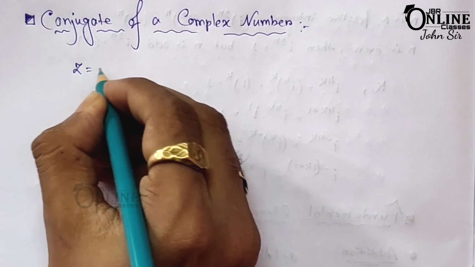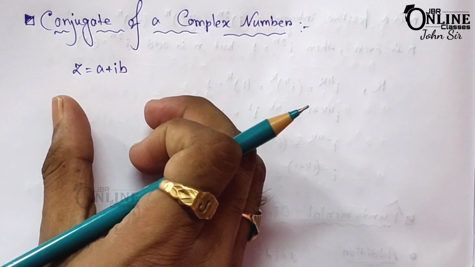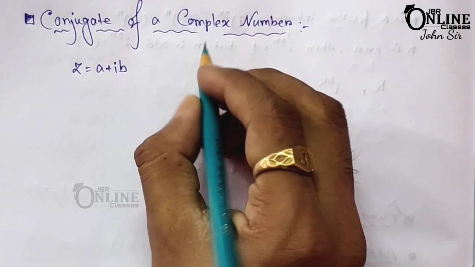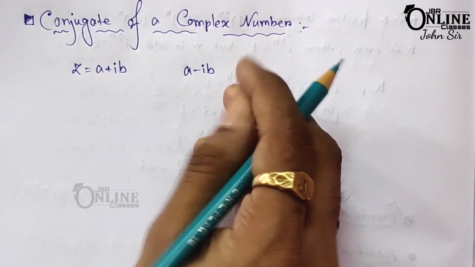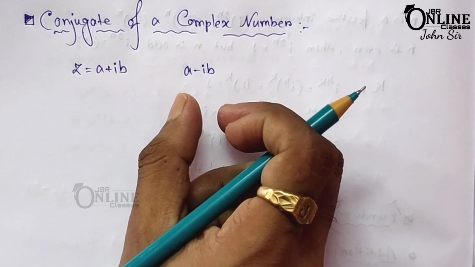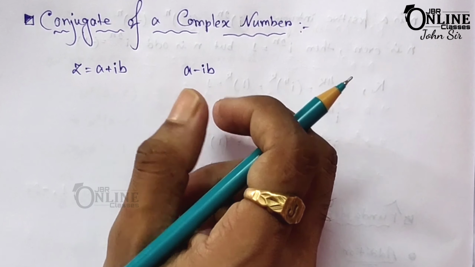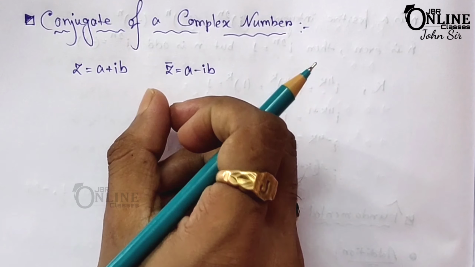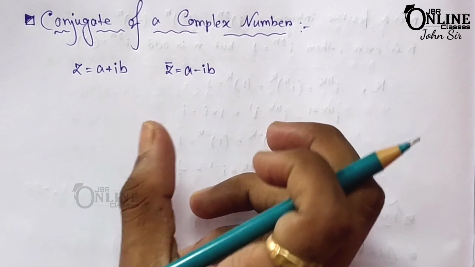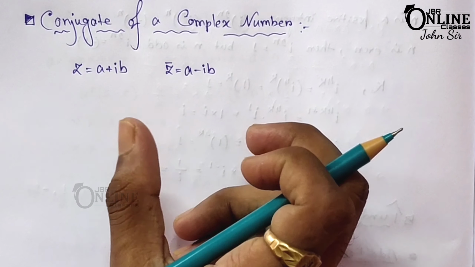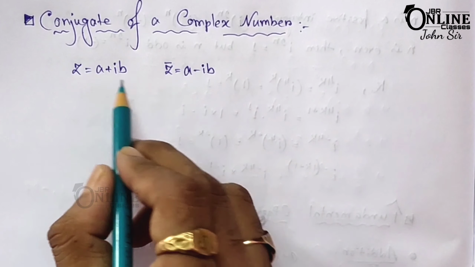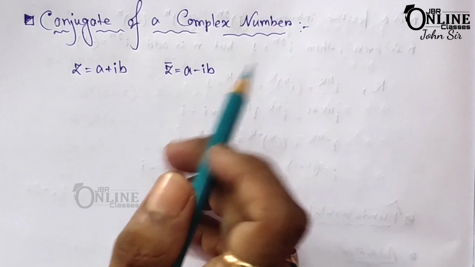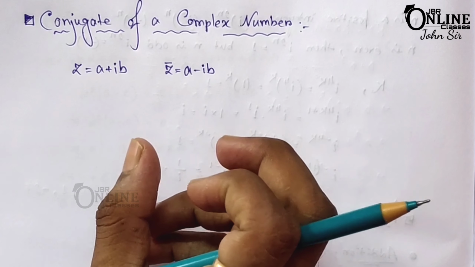You know that suppose z equals a plus ib is a complex number, where a, b are real numbers. Then the complex number a minus ib is said to be the conjugate of z, and we denote it by z dash or z bar. Thus two conjugate complex numbers have the same real part, but their imaginary parts differ only in their sign.